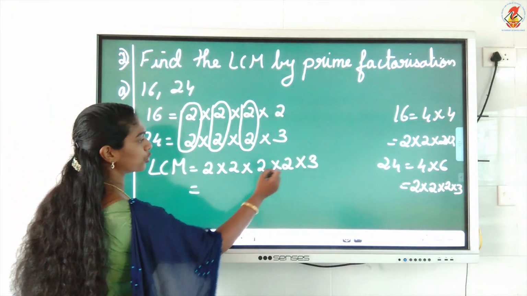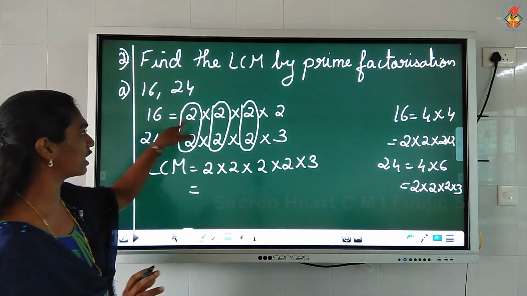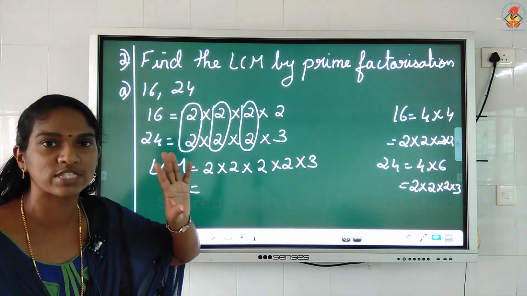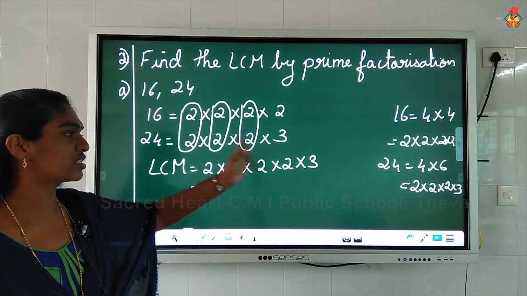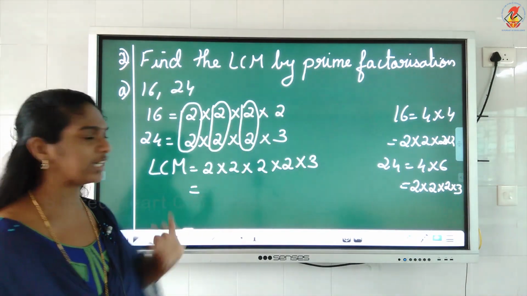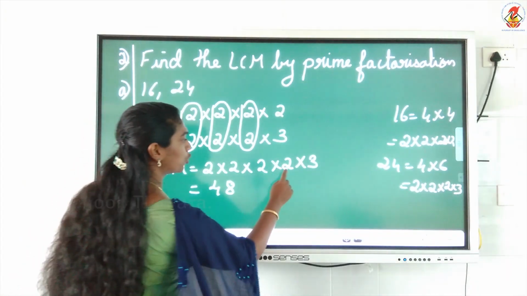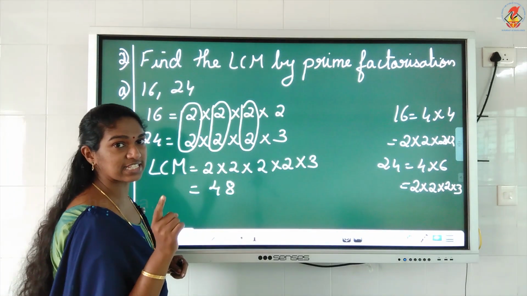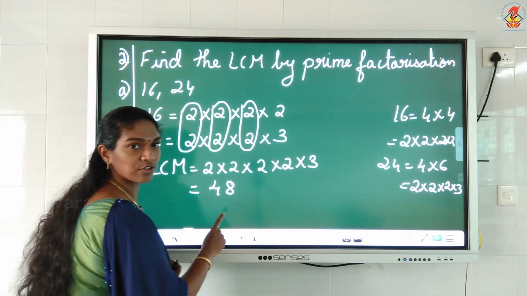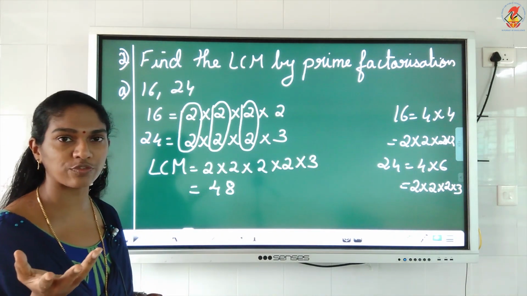2 into 2 into 2 into 2, we know it is 16. We have already written there. Four 2's together will give you 16. Then what is 16 into 3? You can multiply and get the answer. You will get the answer as 48. Or you see, 2 into 2 into 2 is 8. 2 into 3 is 6. So 8 into 6, 48. Like that also you can find out.